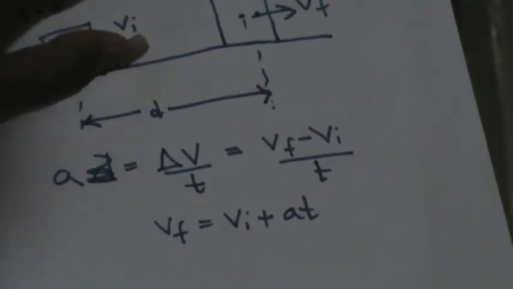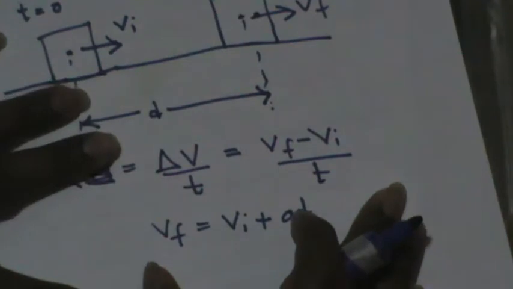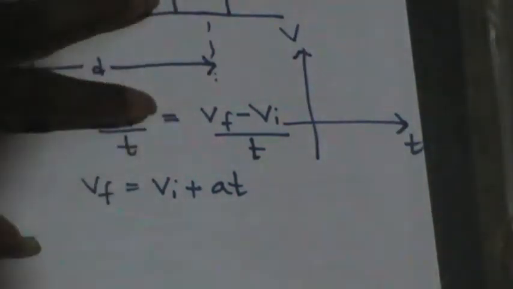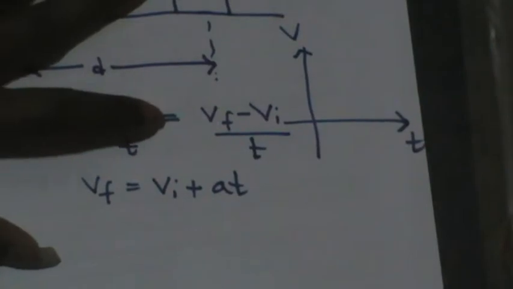So, if this is an accelerated motion, what's the displacement of the object? You can take it from the graph, since this has a constant acceleration here, and draw a v-t graph.